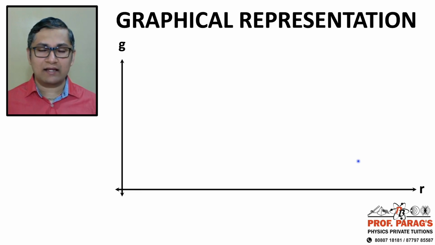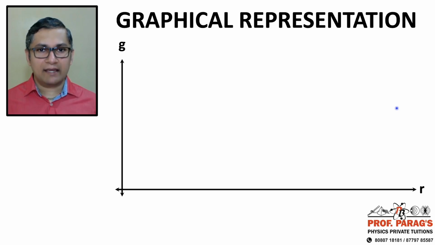So what is this small r? Small r here represents the distance from the center of the earth. If I consider the origin here, that means small r is 0. So the origin on this graph basically means the center of earth. Starting from the center of earth, how does the acceleration due to gravity change? We want to know that.